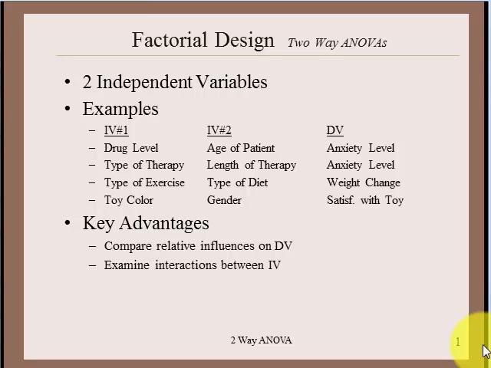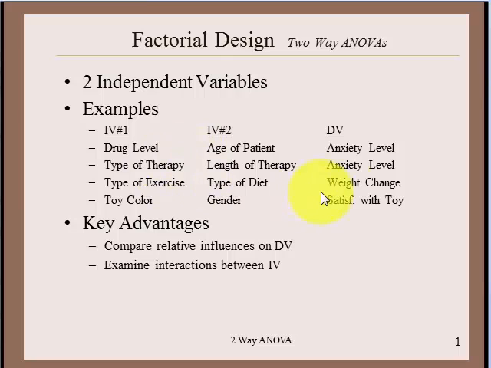So imagine you want to understand the effect of a drug on somebody's anxiety level. Well, it could be that the age of the patient, we see here, independent variable number 2, would modify the effect of the drug. So we might need to manipulate both of these to see how they impact anxiety and how they interact.